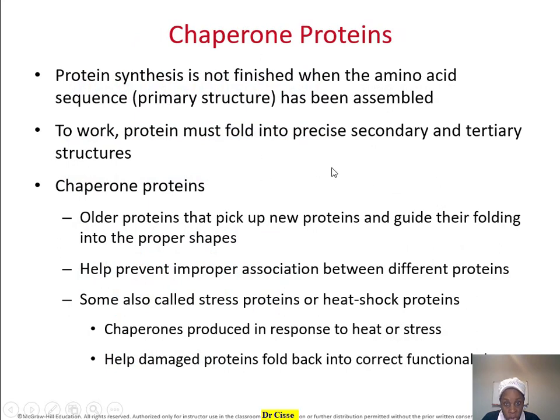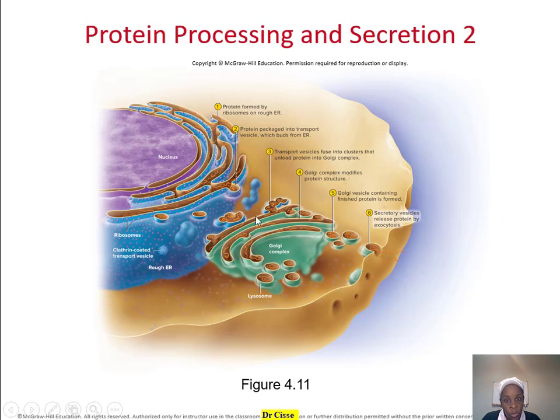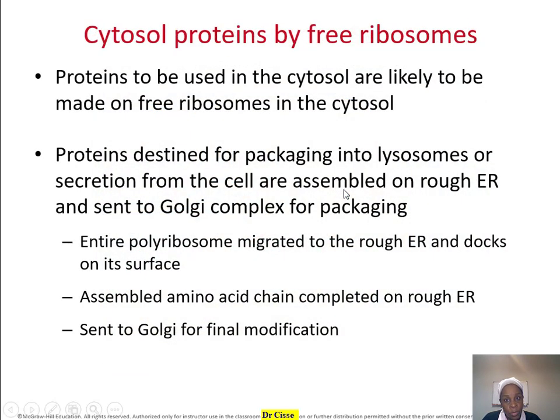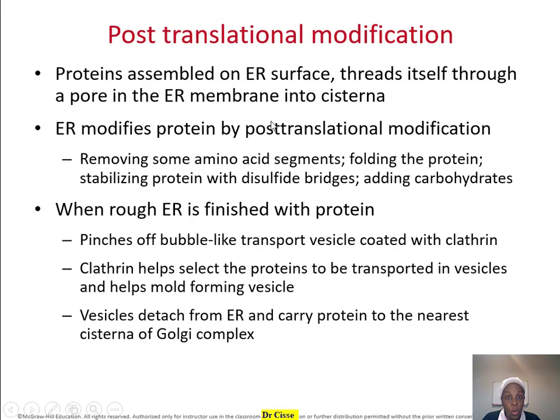We need some specific proteins called chaperones that will help make that happen. So this one just explains the different processes, the steps from DNA into protein formation. Cytosol protein by free ribosome. If the proteins are to be used in the cytosol, they're going to be made in free ribosomes because we have bound ribosomes on the rough ER, and free ribosomes floating.